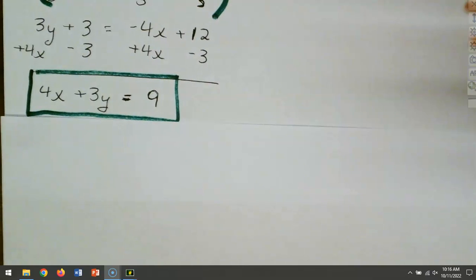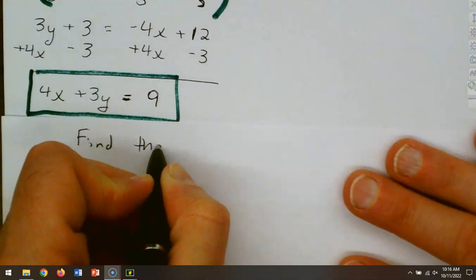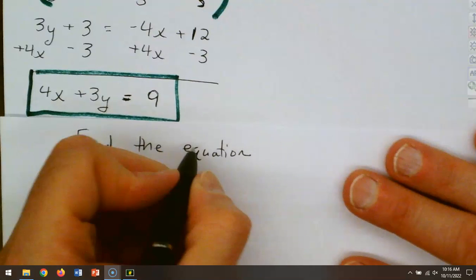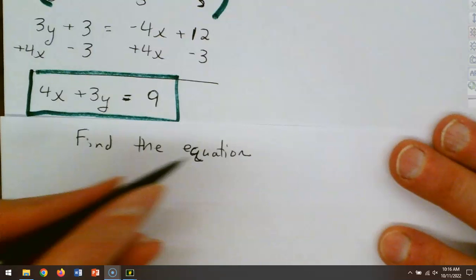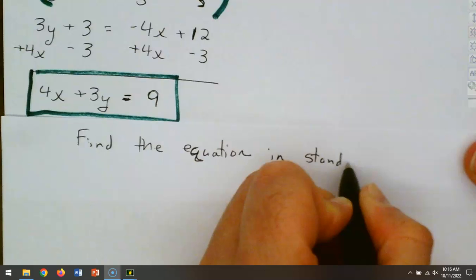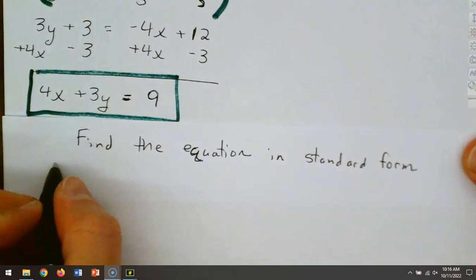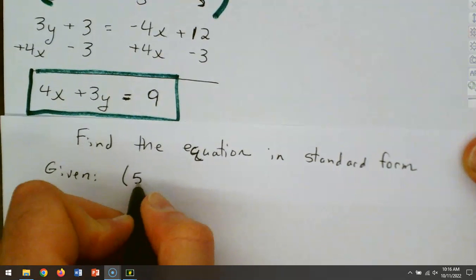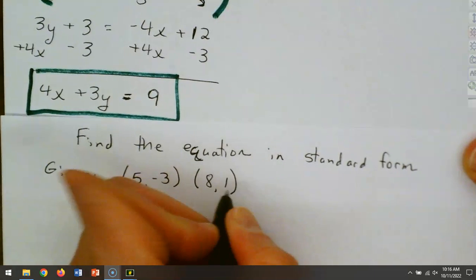Okay, so now we're going to go ahead and find the equation when you're given 2 points. We're going to write it in standard form again. In this case, you're going to be given 2 points: (5, -3), and how about (8, 1)?